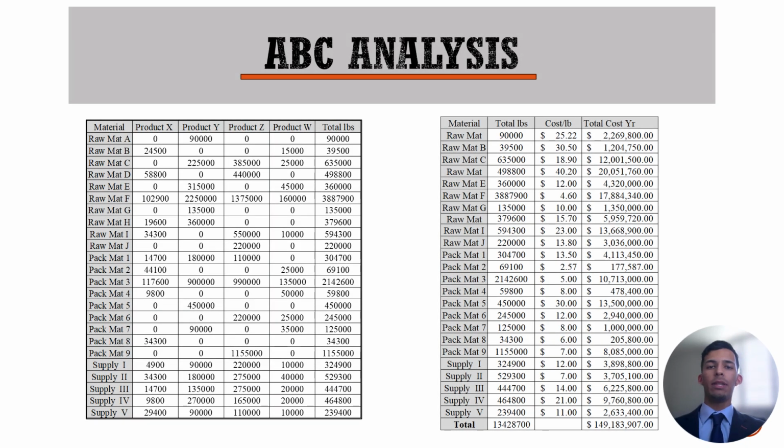To start the ABC analysis, we must compute the total pounds per material used in order to determine the yearly cost per material. Such analysis is crucial for comprehending the financial implications of each inventory item. The cumulative weight of all materials is 13 million pounds, which is equivalent to nearly $150 million.